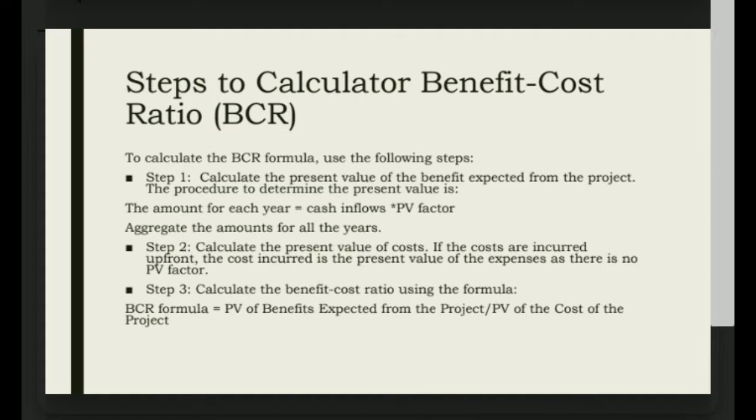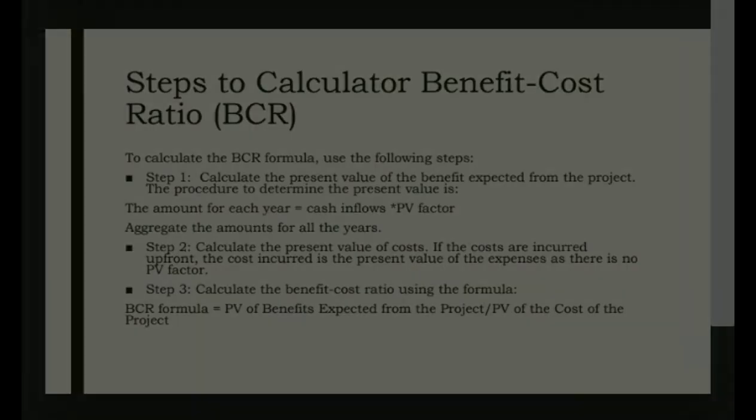Step 2 is to calculate the present value of cost if the costs are incurred upfront. The cost incurred is the present value of the expenses as there is no present value factor. Step 3 is to calculate the benefit cost ratio using the BCR formula: present value of benefit expected from the project divided by present value of the cost of the project.